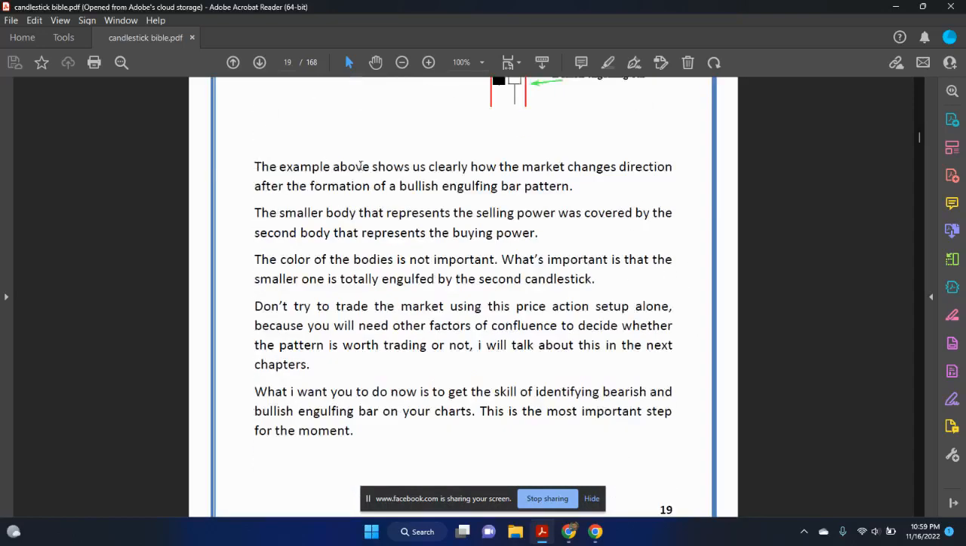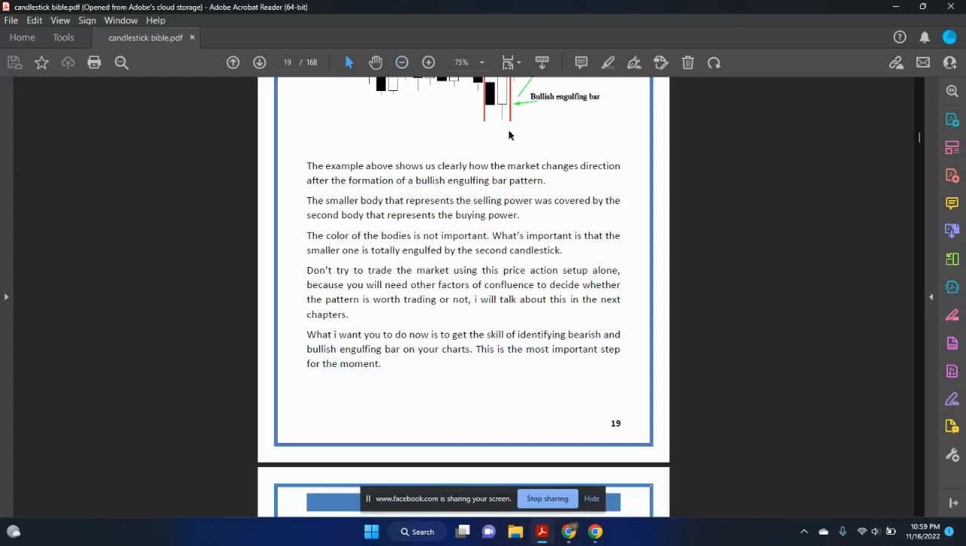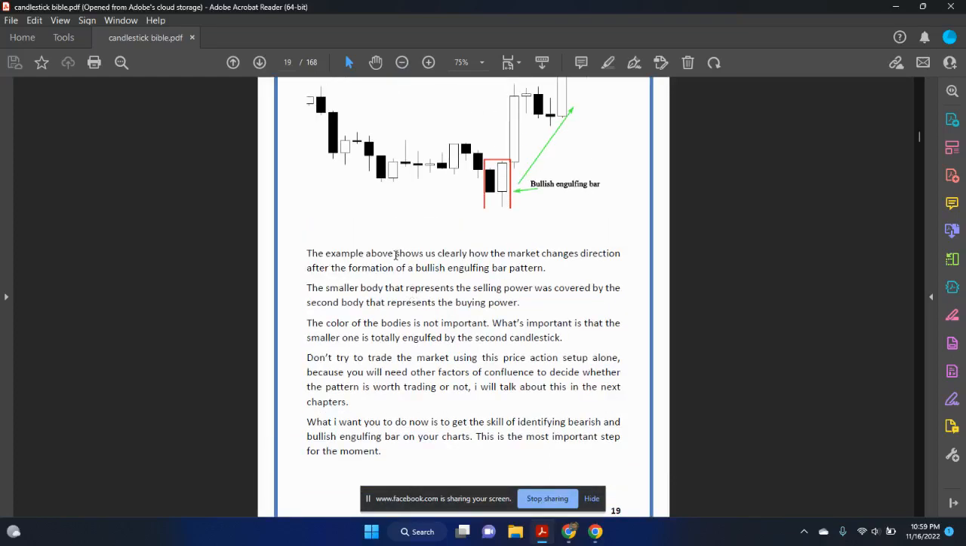All right. It says the example above shows us clearly how the market changes direction after the formation of a bullish engulfing bar. The smaller body that represents the selling power was covered by the second body that represents the buyer power. The color of the bodies is not important. This is what I want you to know. The color of the bodies is not important. What is important is that the smaller one is totally engulfed by the second candlestick. These are some key things that I want you to remember.